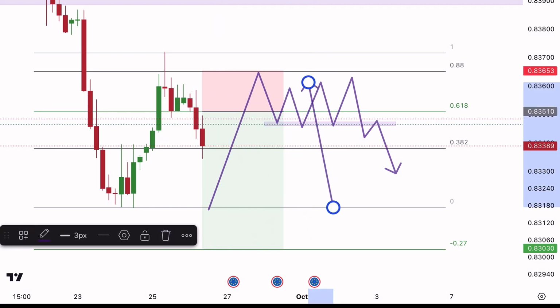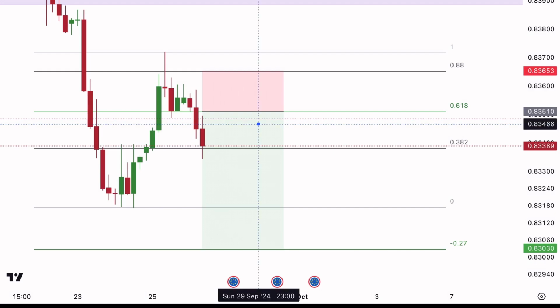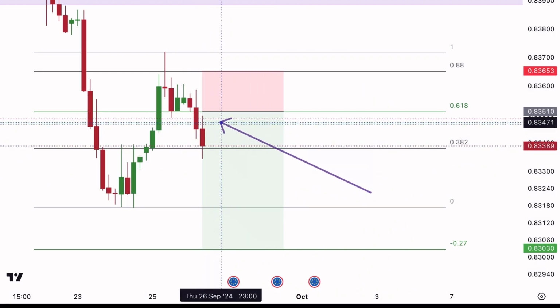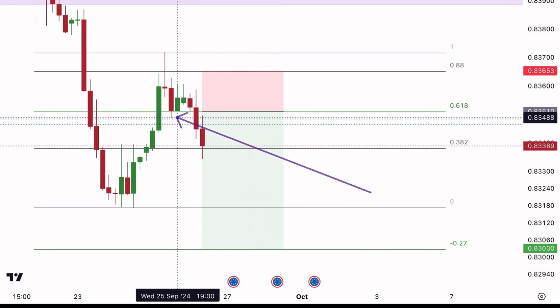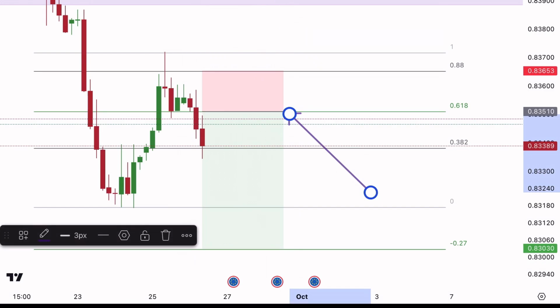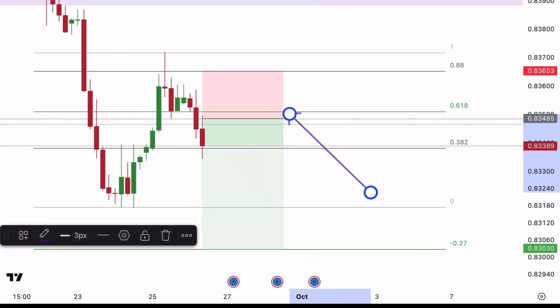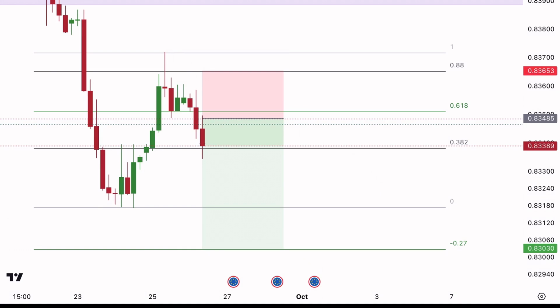So in this case, I had two entries. I had one entry at the close of this 4 hour candle, and I had one entry at this wick that you can see right here. So price ended up pulling back and tapping us into this trade. Right now we have entered the trade.